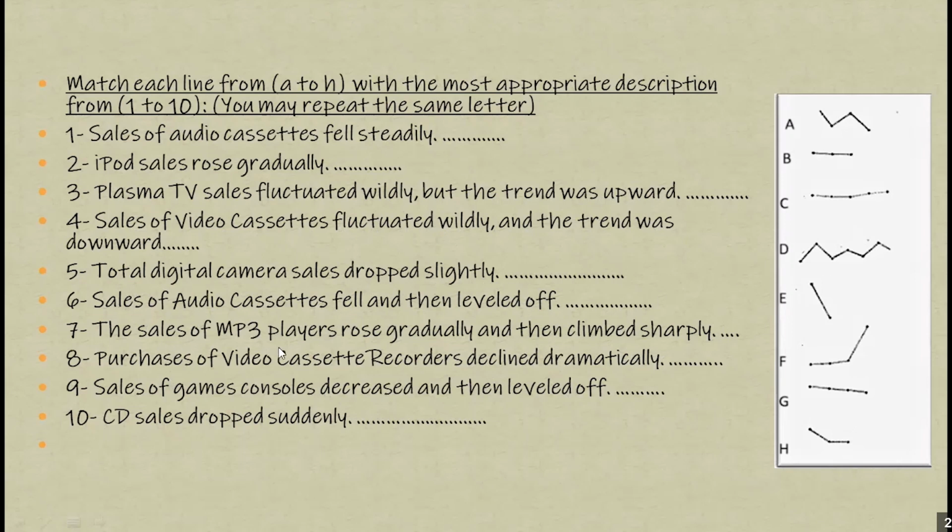The sales of MP3 players rose gradually and then climbed sharply. Purchases of video cassette recorders declined dramatically. Sales of game consoles decreased and then leveled off. We explained the meaning of leveled off before. CD sales dropped suddenly. I'll give you some time to match. You may repeat the same answer. It's okay. Take your time. Pause the video.